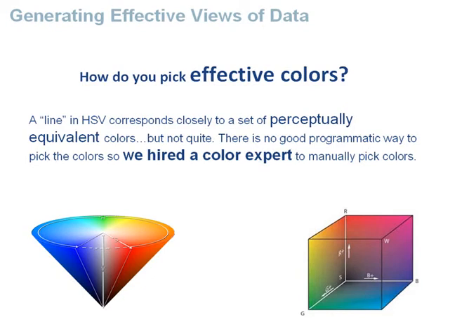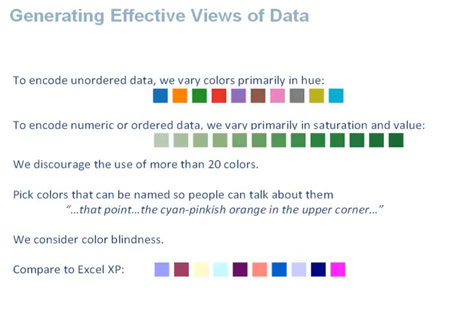We can switch to a color space like hue, saturation, value, and then a line in hue, saturation, value almost corresponds to a set of perceptually equivalent colors, but not quite. And it turns out it's really hard pragmatically to pick those colors, and so what we did was we hired a world color expert to manually pick the colors, and then we built them into the application.